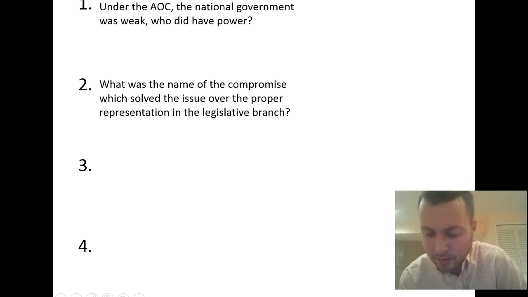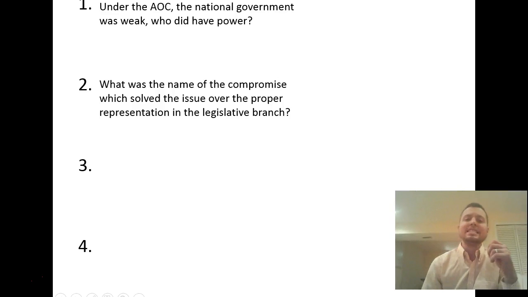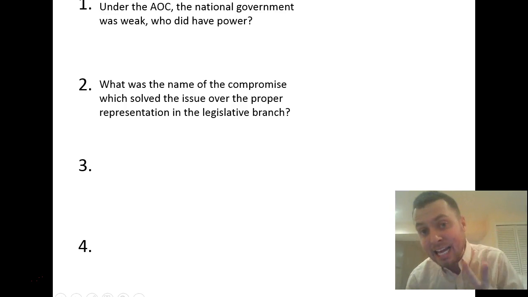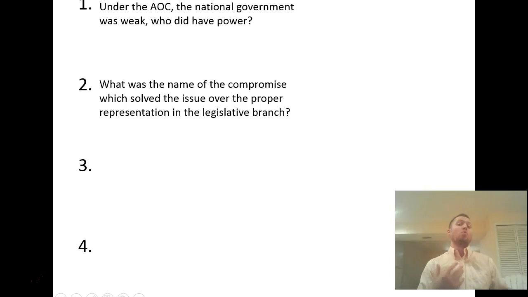Let's do another one. Here we go. What was the name of the compromise which solved the issue over the proper representation in the legislative branch? That compromise created a bicameral legislature, one house based off population, House of Representatives, one house based off equality between states, the Senate. What was the name for that compromise? What was it called? Cool.